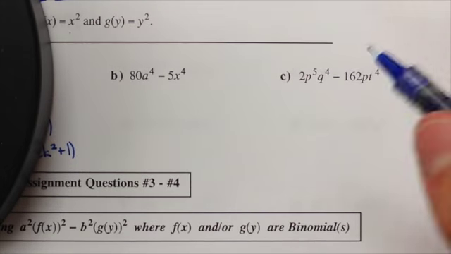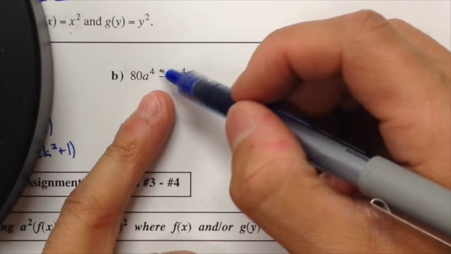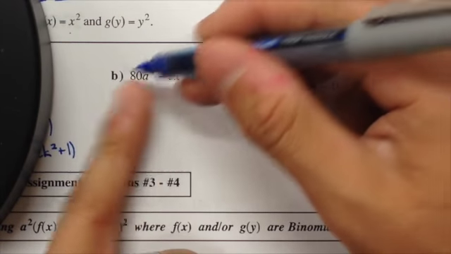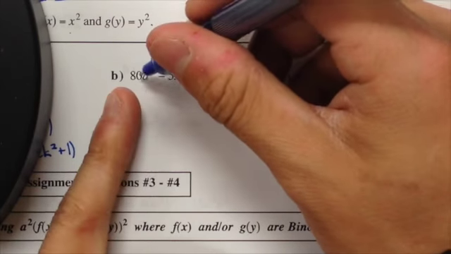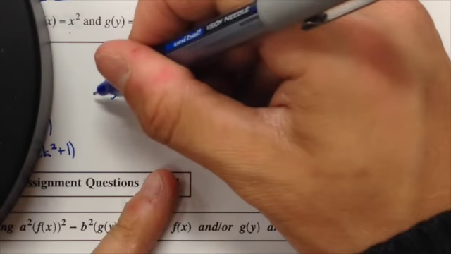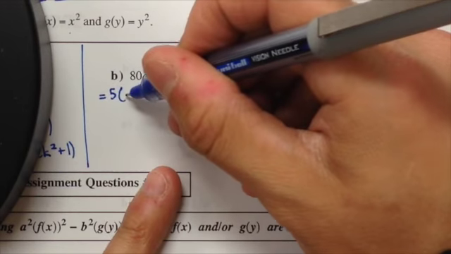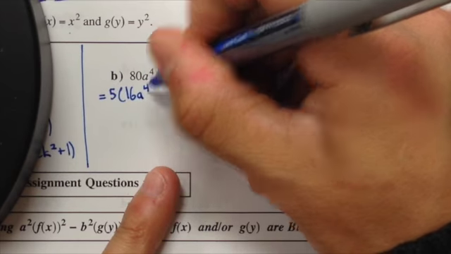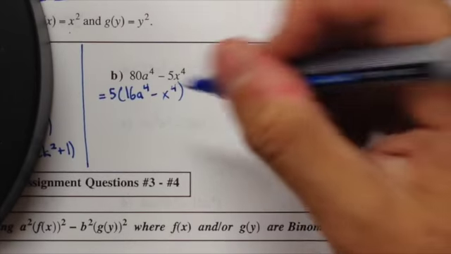Okay, so we're going to continue using our difference of squares method. If I have 80a to the 4th minus 5x to the 4th, neither of these numbers are perfect squares, so I'm going to factor them first to make them perfect squares. They're both divisible by 5, so I'm going to pull 5 out. So 5 times 16 is 80, giving 5 times 16a to the 4th minus x to the 4th. Okay, so now we have perfect squares we can work with.